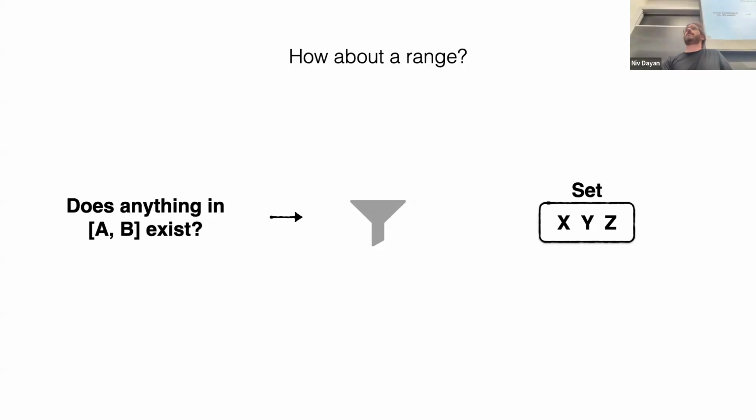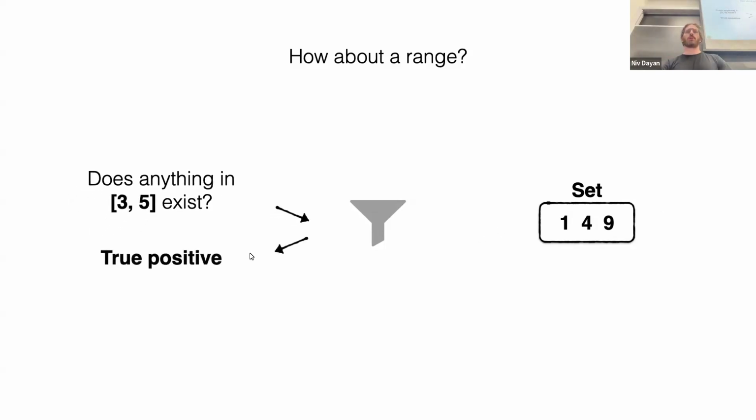But if at least one key in the range does exist, we do want the filter to return a positive, because then we want to find at least the one key or potentially more keys that are within the range to return the correct output to the user. Okay, so here's an example. Here we're asking a range query between 3 and 5, and the answer to that should be a true positive because 4 is in the set.